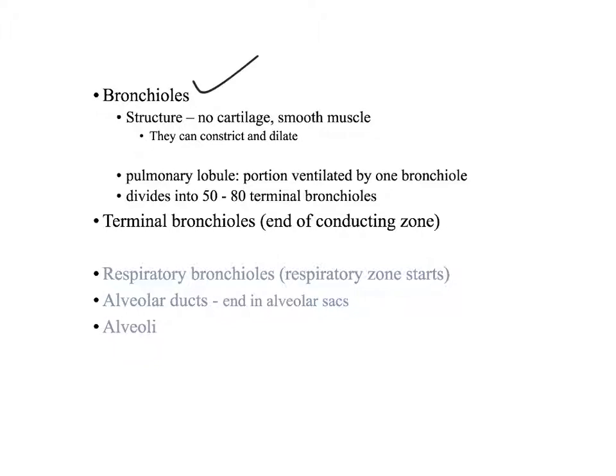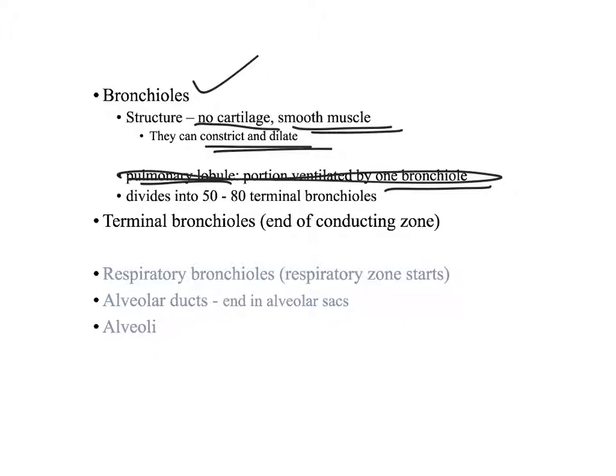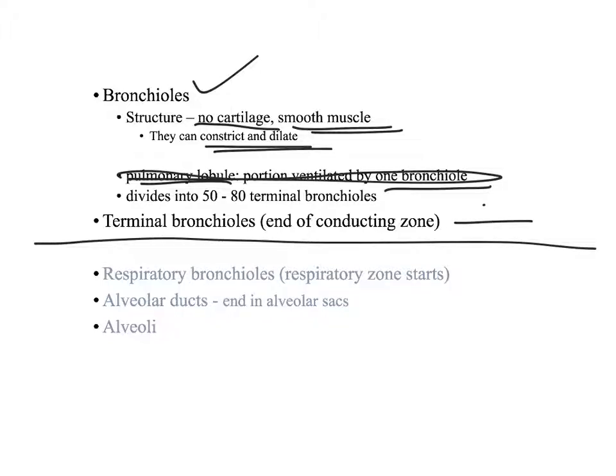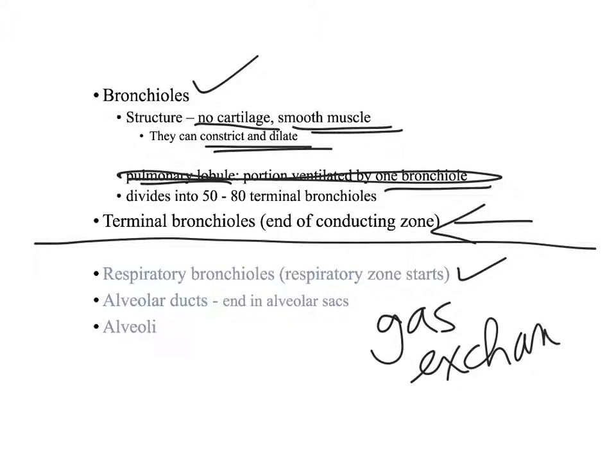So bronchioles, no cartilage. They're even smaller, so they have smooth muscle in them. They can constrict and dilate. Now they're going to go into pulmonary lobules, but don't worry about that. Terminal bronchioles are the end of the conducting zone, and respiratory bronchioles are where gas exchange is going to take place. And that's it.